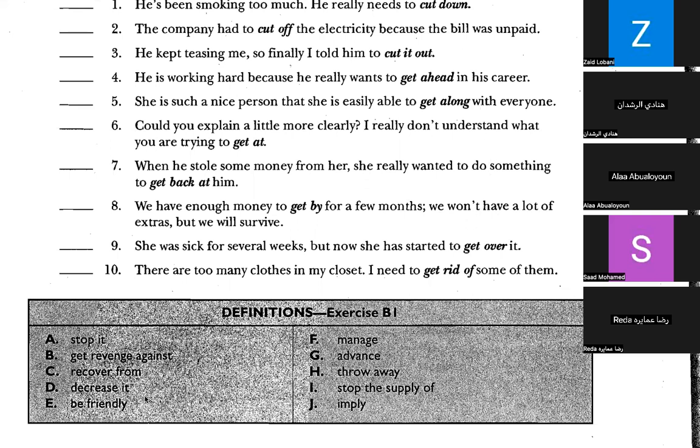She was sick for several weeks, but now she has started to get over it. Started to get over it means to recover from. Thank you so much. So she was sick for several weeks, كانت مريضة لعدة أسابيع, but now لكن الآن she has started بلشت to get over it. To get over it means, as you just said, to recover. To get over means إنها تتحسن. تتحسن in Arabic, to recover, right?